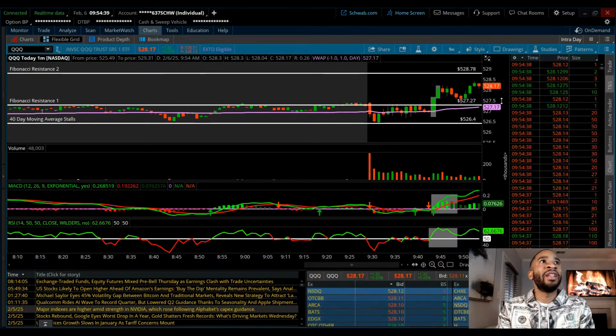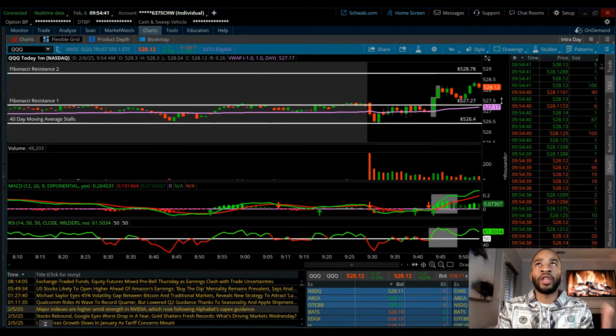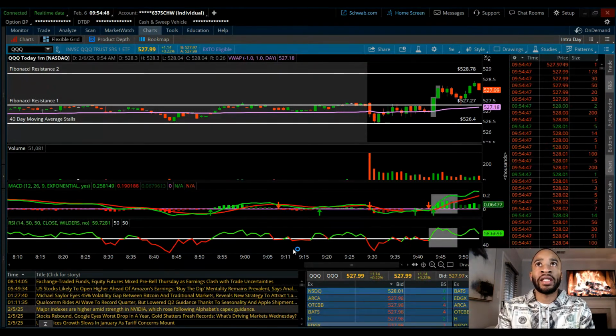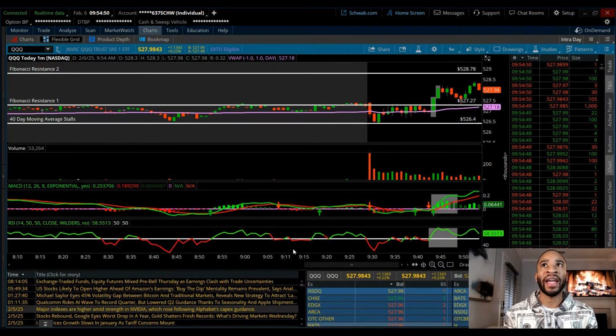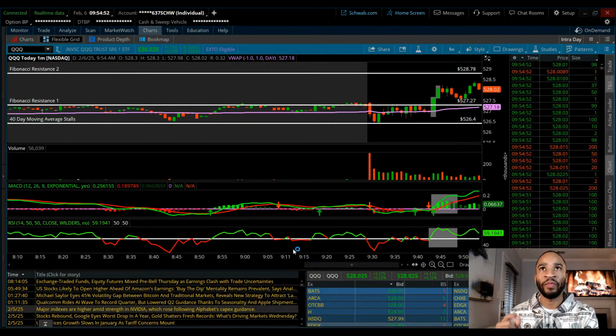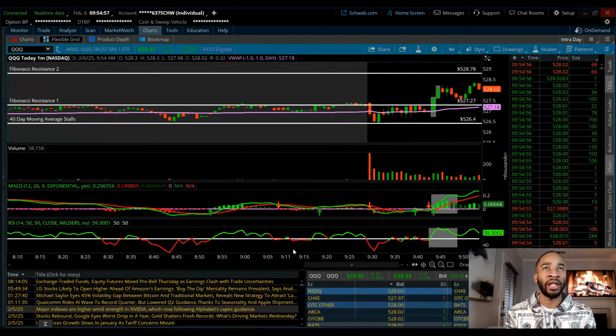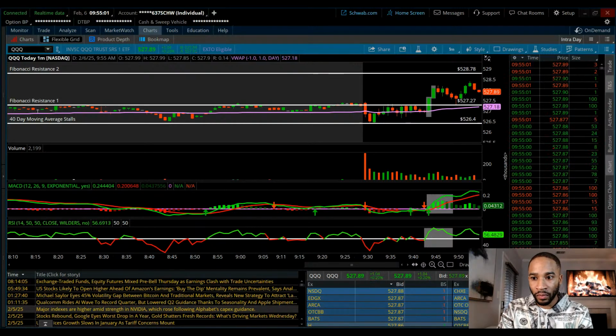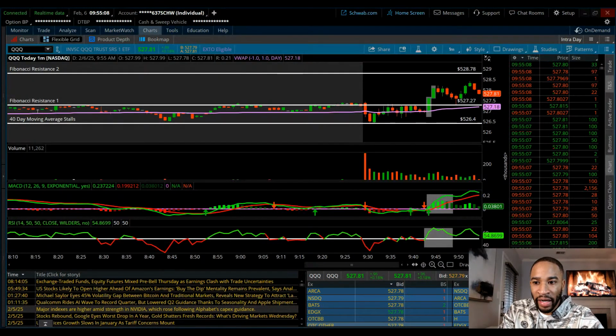All right, so now our next key zone for the Qs is going to be at $528.78. I am currently flat on all positions at this current moment. Now, I may get back in if the Qs bounce off of $527.27. That's our Fibonacci resistance 1 level. We're currently pulling back now. I'm so glad I sold my entire position.